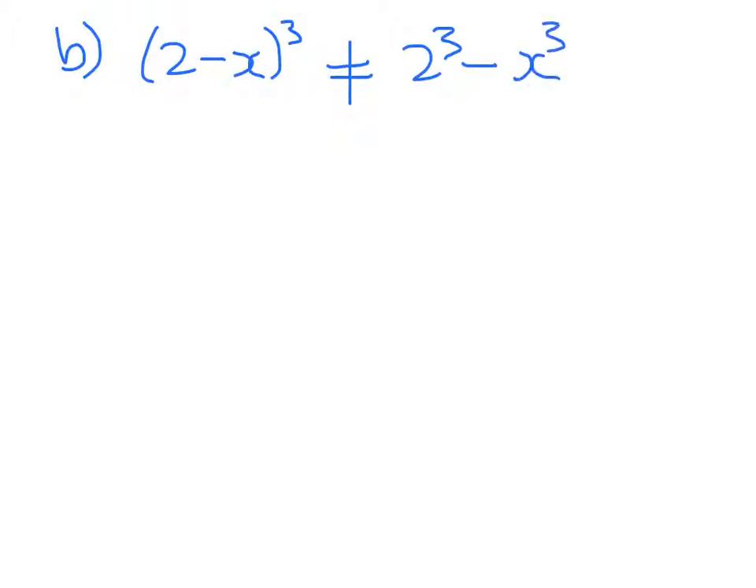Right, the second question, 1b, is to expand and simplify (2 minus x) cubed. Now, be really careful, it is not equal to 2 cubed minus x cubed. Definitely don't want to see any of that. With these, just do what we did before, write it out in full.